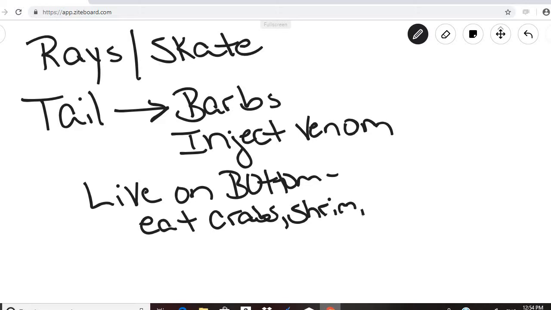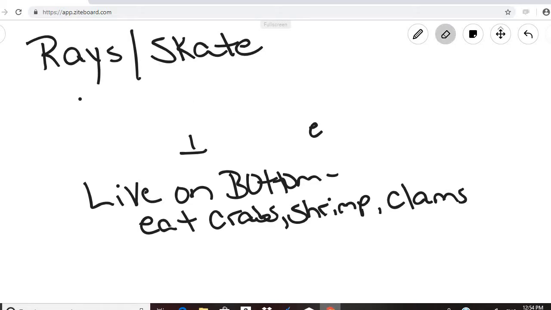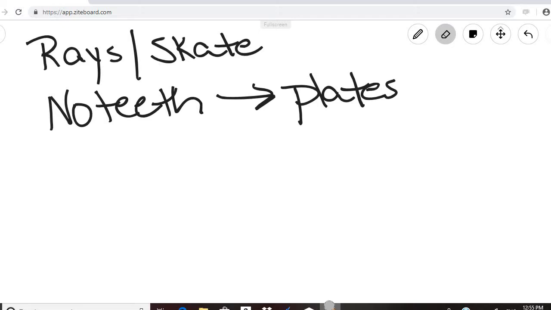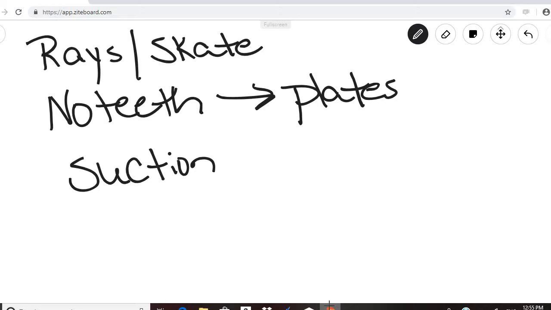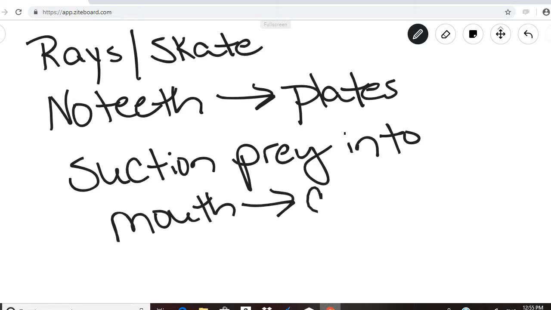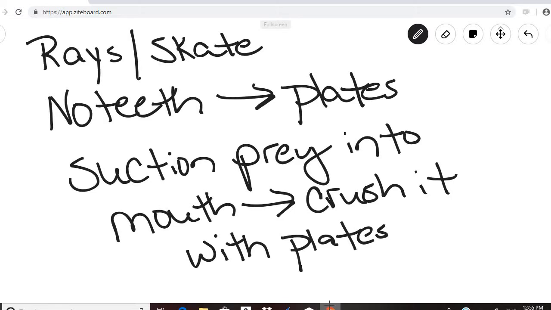One thing that's interesting about them is they do not have teeth. Instead of teeth, what they have are plates. So no teeth, but they have plates. They use suction. They'll suction their prey into the mouth, and then they crush it with these plates. So they just crush the shells of the clams or crabs or shrimp that they are eating.